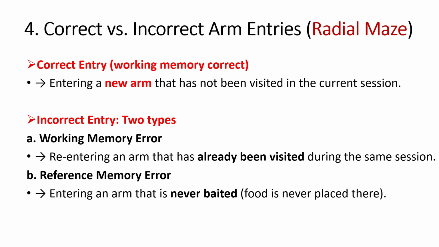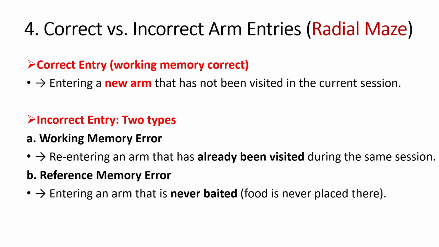So the next parameter is correct versus incorrect arm entries, radial arm maze. Generally we use these parameters in the radial maze. Correct entry, working memory correct: entering a new arm that has not been visited in the current session. So it is a correct entry. Incorrect entry has 2 types. Working memory error: re-entry into an arm that has already been visited during the same session.